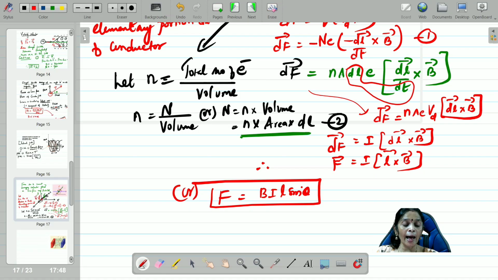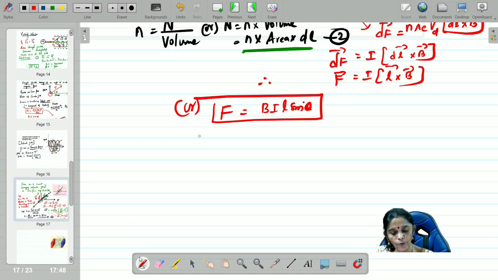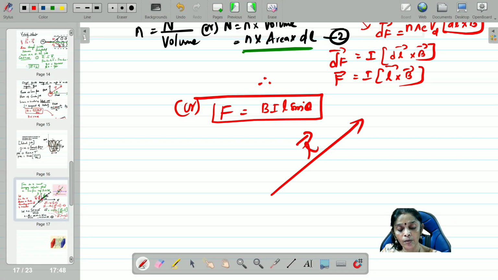F is equal to BIL sin theta. It's very simple, children. Just an example, let me give you so that you will have clarity of it. For example, this is the length of the conductor. That is L vector. What is L vector? Small elementary portion length. So L vector, this is B.